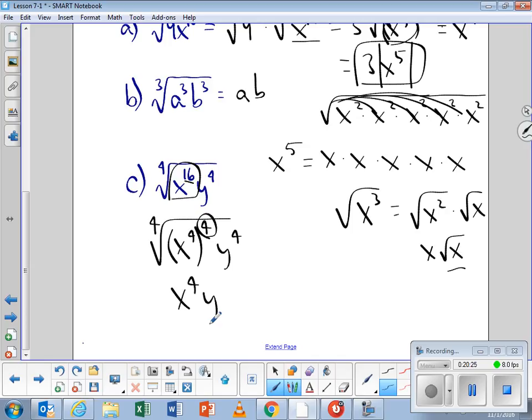And so does this need to be in absolute values? That one right there, does that need to be in absolute values? No, because that's to the even power. So if it's a negative number, it's going to become positive anyway. How about the y? What's the power on the y? 1. That's an odd number, right? What was my root? That's an even number. So that means I need absolute values on that. So it's x to the 4th, absolute value of y. That's the way you need to leave that.